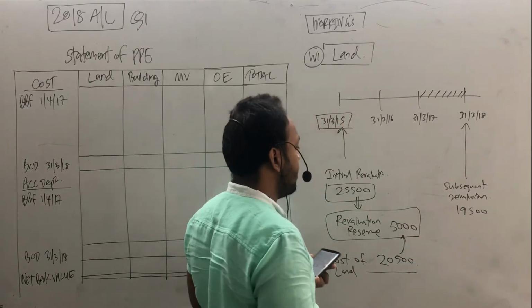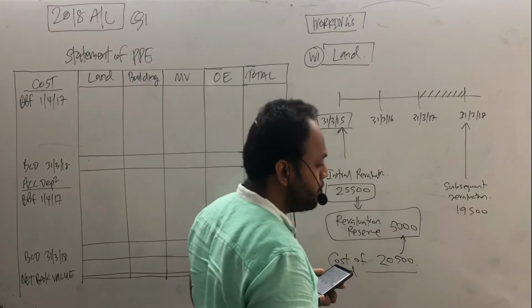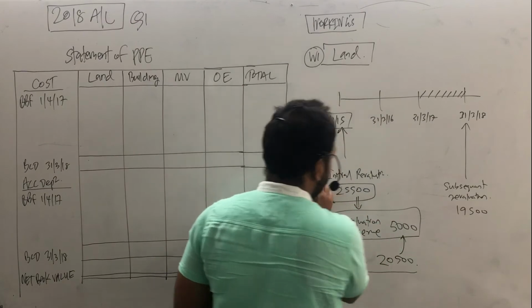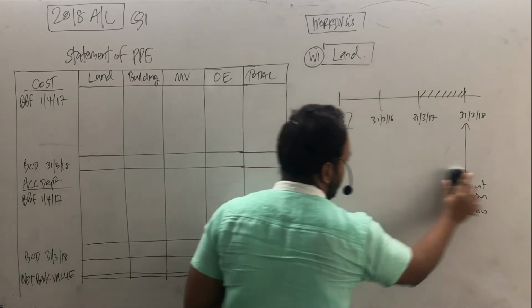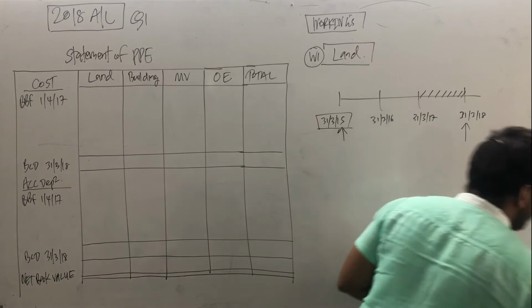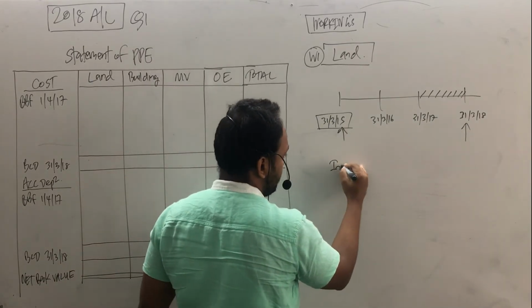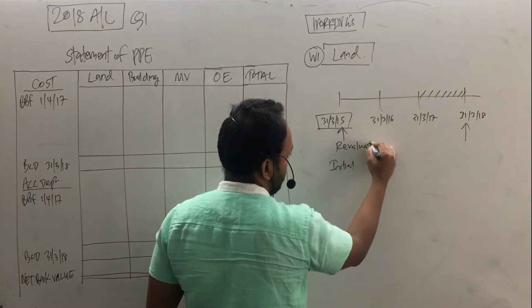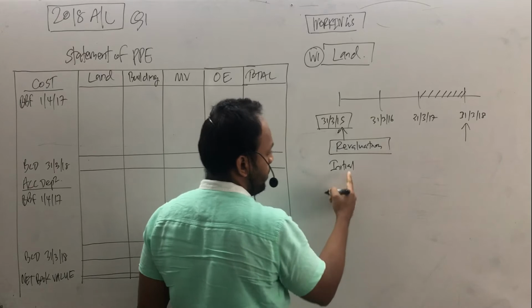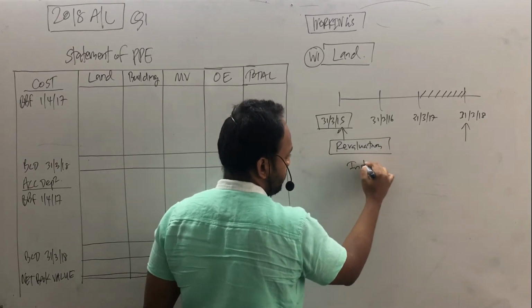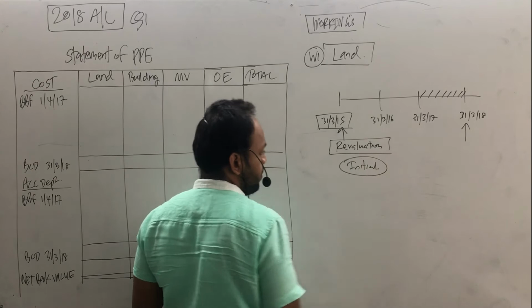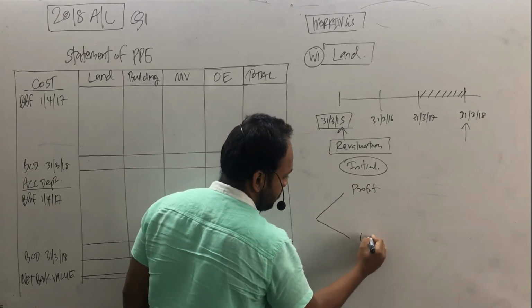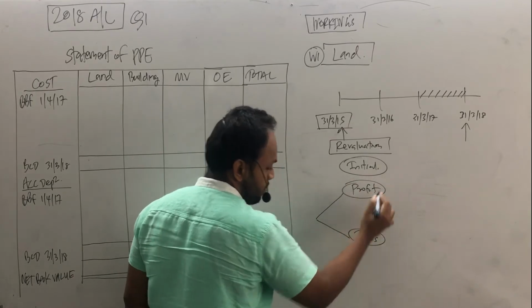What you need to understand here is, when there is a subsequent revaluation, what is the accounting treatment? So let me explain the subsequent revaluation. The initial revaluation can be a profit or a loss, right?